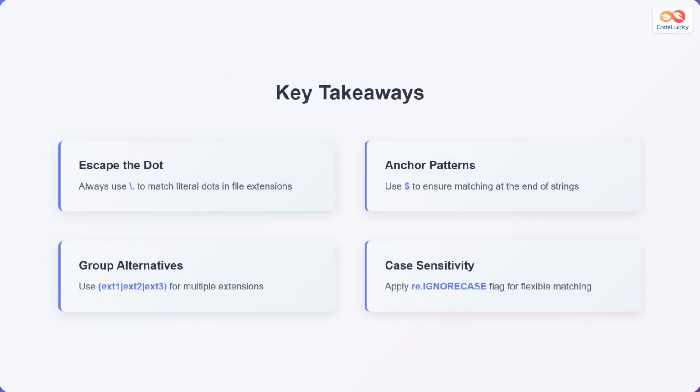Let's recap the key takeaways. Always use \. to match literal dots in file extensions. Use the $ sign to ensure matching at the end of the string. Use (ext1|ext2|ext3) for multiple extensions. Apply the re.IGNORECASE flag for flexible matching.